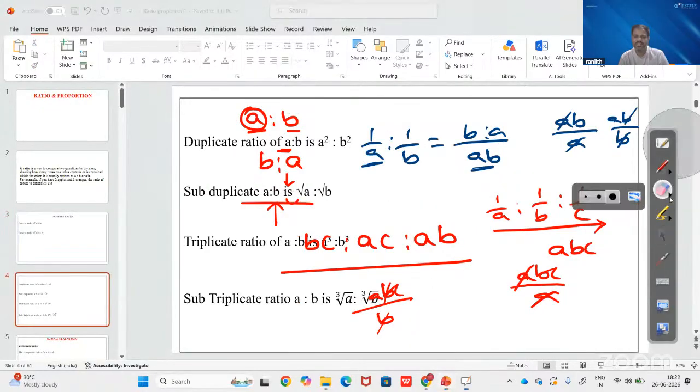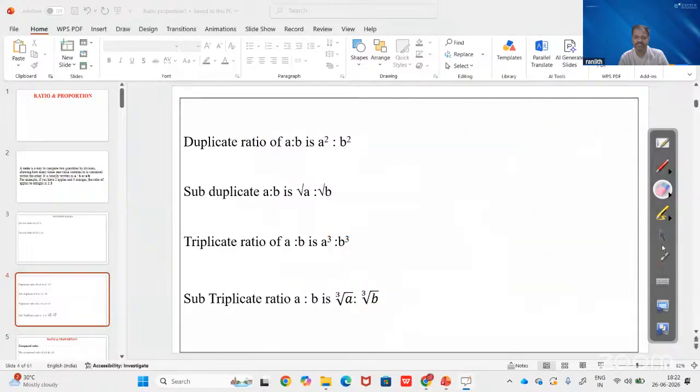Next, these are the basic formulas. Duplicate ratio of A is to B is equal to A square is to B square. Subduplicate ratio of A is to B is equal to root of A is to root of B. Triplicate ratio of A is to B is equal to A cube is to B cube. Subtriplicate ratio of A is to B is cube root of A is to cube root of B.